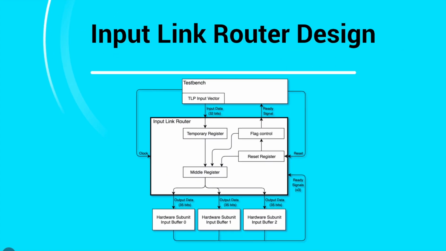The first submodule in our pipeline is the input link router. This submodule interfaces directly with the test bench and signals it when it is ready to receive data. The test bench then inputs 32 bits at a time. Input link router then looks at this TLP to determine what kind of request it is and routes it to the correct hardware subunit buffer.